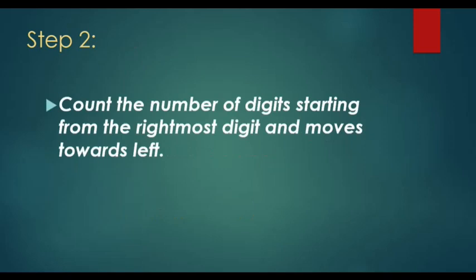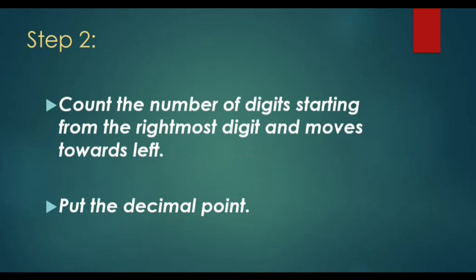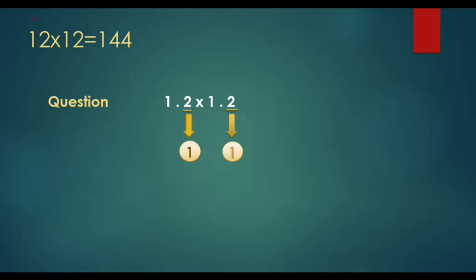Now in the next and final step, count the number of digits starting from the rightmost digit and move towards the left, and then place the decimal point. In the question we had 1.2 and 1.2. In the first number 1.2 we have one decimal place, or one digit on the right of the decimal. In the second number again we have one digit on the right of the decimal. So 1 and 1, 2. In all we have 2 digits after the decimal.